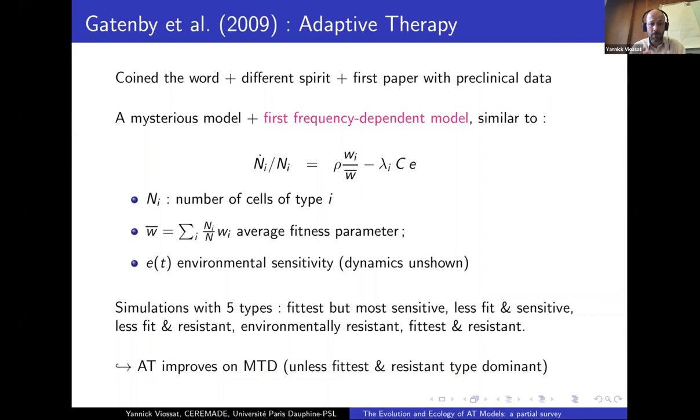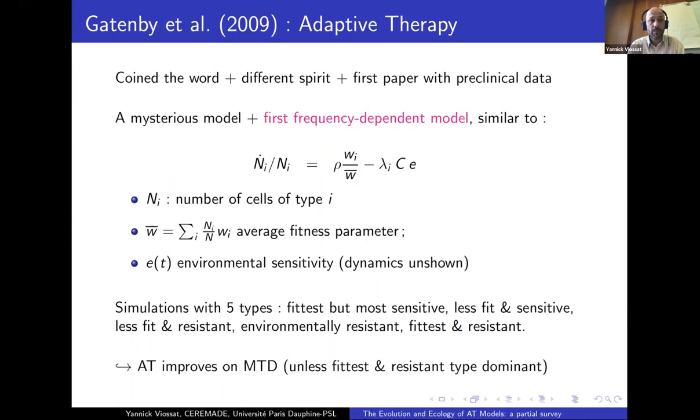So Bob does a simulation with five types: fittest but most sensitive, less fit and sensitive, less fit and resistant, one which is called environmentally resistant, and one which is both fit and resistant. And he finds that if the fit and resistant type dominates, there is little to do, but otherwise, AT will substantially improve on MTD.